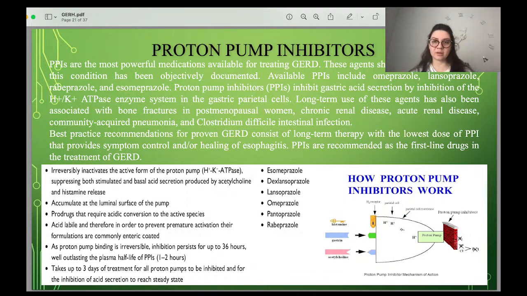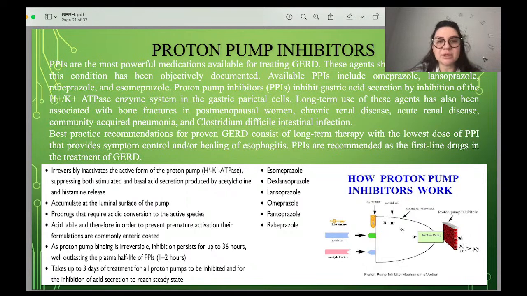Pharmacological therapy. The first line therapy, as I told a lot, is PPI, or proton pump inhibitors. PPIs are the most powerful medications available for treating gastroesophageal reflux disease. These agents can be used when the condition has been objectively documented. Available PPIs include omeprazole, lansoprazole, rabeprazole, esomeprazole, and additionally on the picture you can see pantoprazole and dexlansoprazole.